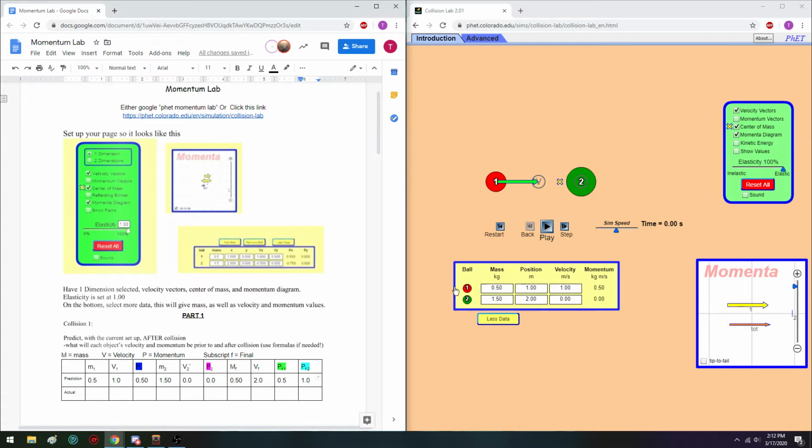So let's now actually run the lab. All you have to do is press play on here and record what happens actually. So hit play. And after it collides, you can let it run for a couple more seconds or you can just stop it. So now let's see what changed. Did our mass change? No. Our mass stayed the same. Did our velocity change for velocity 1? Yes, it did.